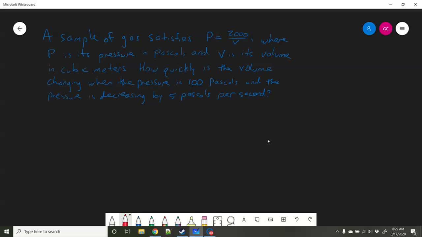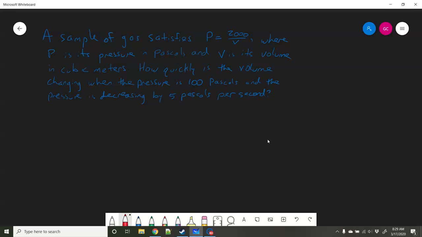Suppose you have a sample of gas that satisfies the equation P is 2000 divided by V, where P is its pressure in pascals and V is its volume in cubic meters. And we want to know how quickly the volume is changing when the pressure is 100 pascals and the pressure is decreasing by 5 pascals per second.